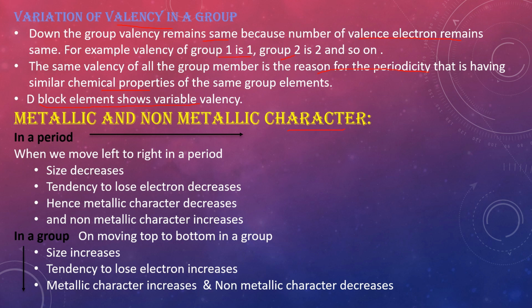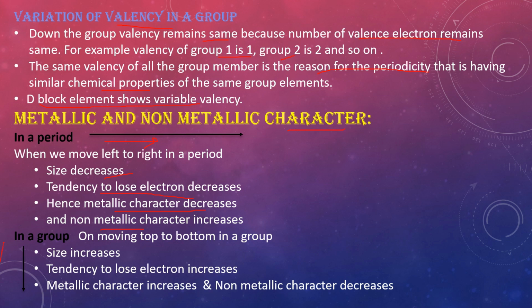You know that metals are the elements which lose electrons and form cations, and non-metals are the elements which gain electrons and form anions. So now in a period when we move left to right, the size of the atom decreases, and because the size decreases, it has less tendency to lose electrons, and we know that the loss of electrons is the tendency of metals. So the metallic character decreases left to right. On the other hand, we can say non-metallic character increases left to right.